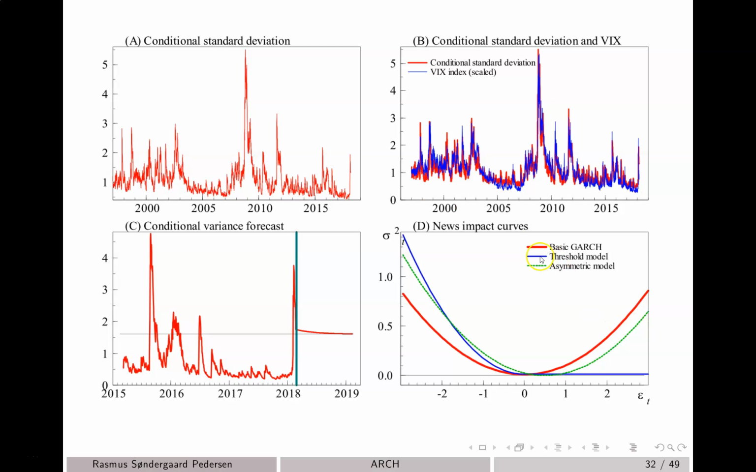This is the blue line here. So we can see here that the volatility or conditional variance reacts more to a negative shock compared to the baseline standard GARCH model, whereas it doesn't react at all to positive shocks. So we have a high degree of asymmetry.